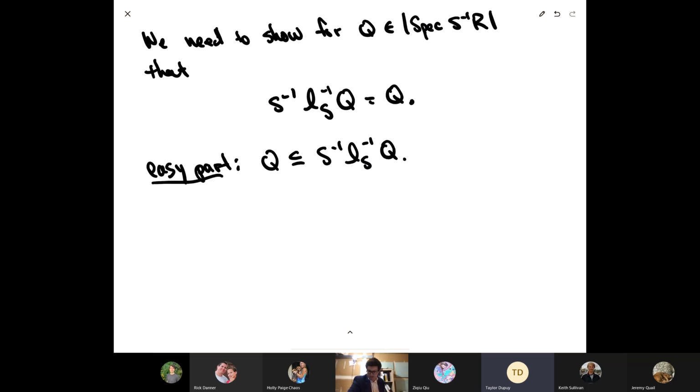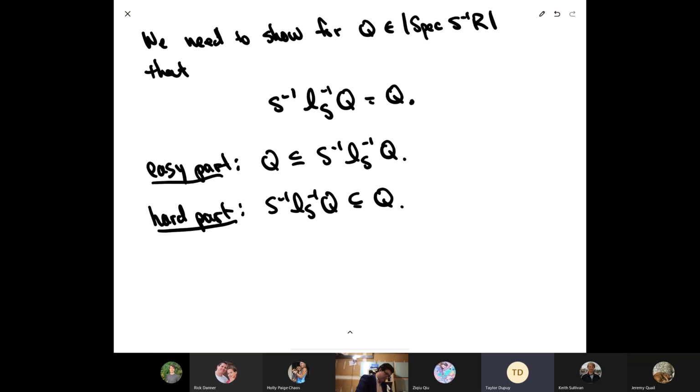Okay, so the hard part, we'll focus on the hard part. The hard part is that S inverse of L of S inverse of Q is contained in Q. So let's do this. I'm going to omit this, and then let's do this part. Okay, so the proof of the hard part.